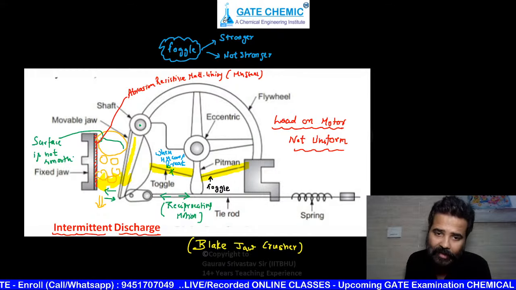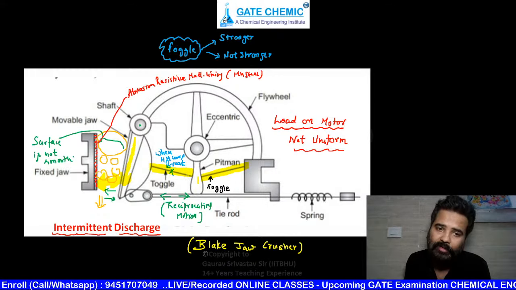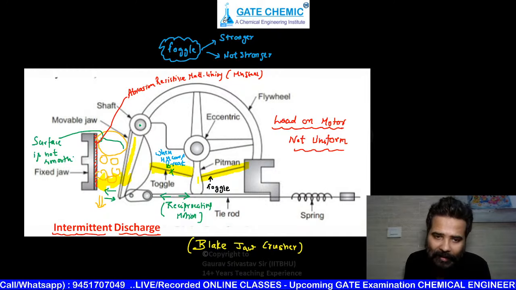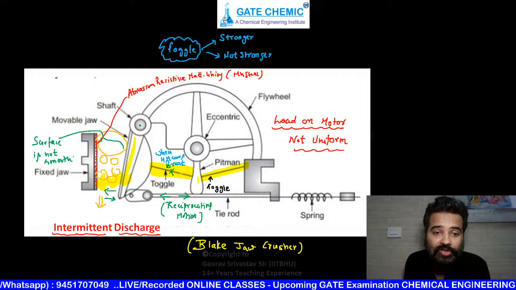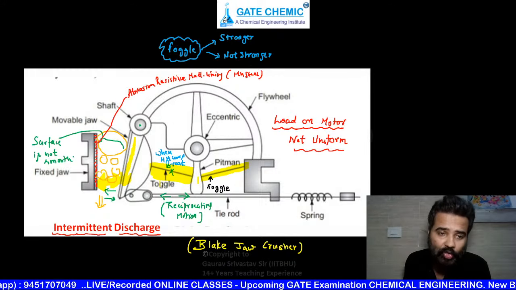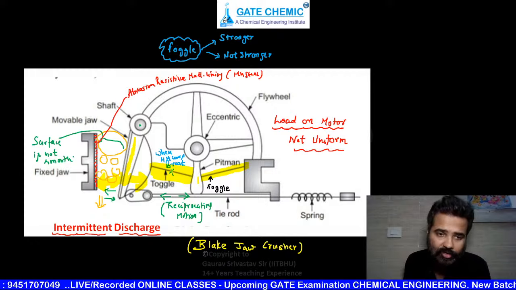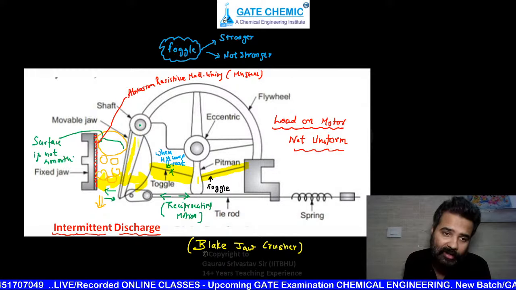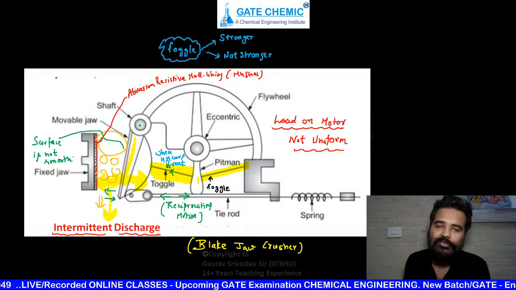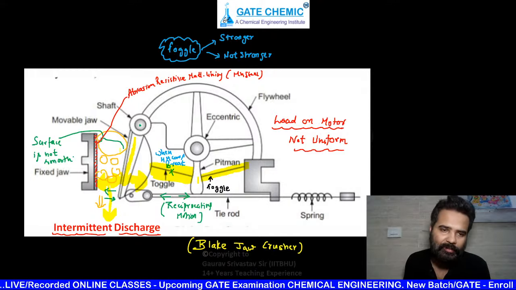What are we using here? Toggle. One is a strong one and one is a weak one. So if some strong material comes here, this toggle is going to break, beta. If this toggle breaks, this jaw will slip backward, and that hard material is going to be discharged from the bottom. So this is simply your jaw crusher.